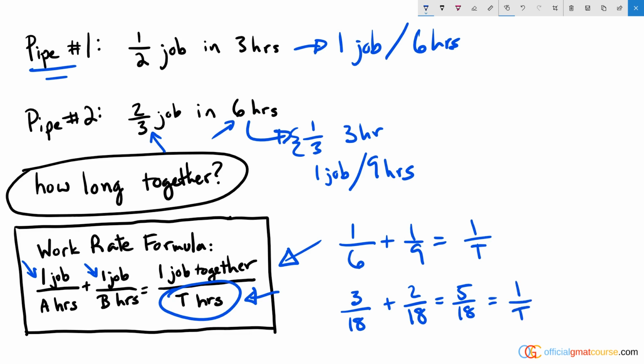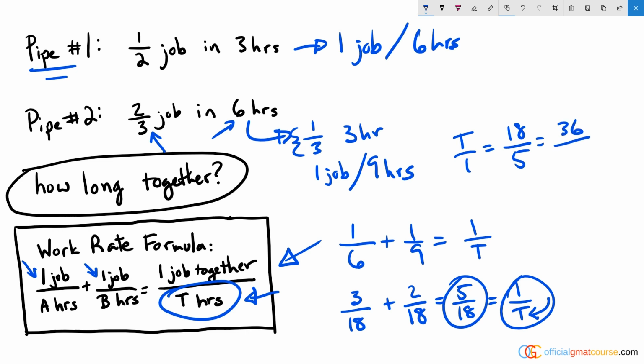Now this is the easy part. We're looking for t, not 1/t. We just flip that fraction over. So we're going to flip over both sides. That's going to give us t over 1. T over 1 is equal to 18/5. And 18/5 simplifies, multiply the top and bottom by 2, and you'll get 36/10, which equals 3.6.